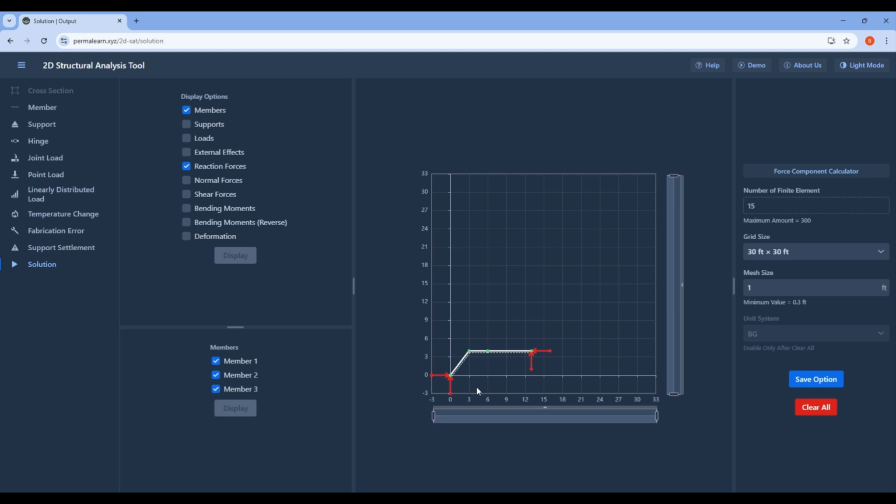But it also equals the square root of 5.2 squared plus 3.9 squared, which is equal to 6.5. And that's it for this problem. And now let's move on to another problem.